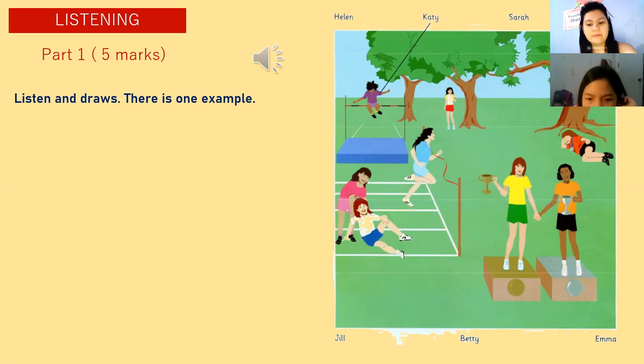Oh no! Someone in the race has fallen over. Oh yes, it's Emma. Is she okay? Yes, look, she's smiling. She's fine. Someone is helping the girl who's fallen over. Who is it? I think it's Betty. Yes, it is. She always helps people if she can. Now listen to part one again.